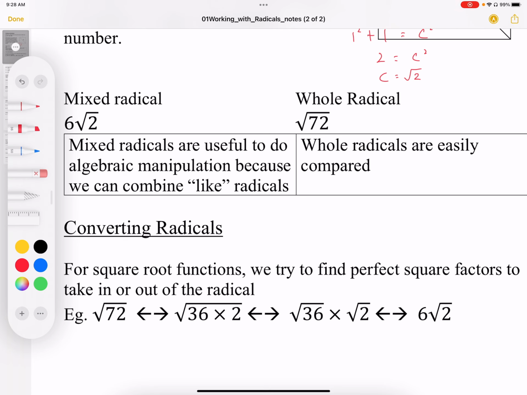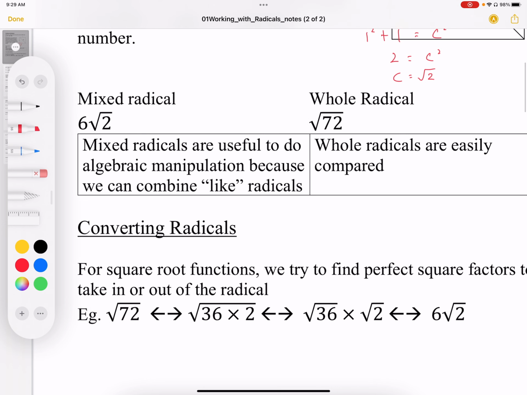So square root is finding side length. When we want the side length of a square of area 72, we can compare that to the side length of a square of area 50. When we square root these, it's easy to compare the two because we start with a bigger square here and a smaller square here. So the side length of the bigger square must be bigger than the side length of the smaller square of 50. So they have different uses.